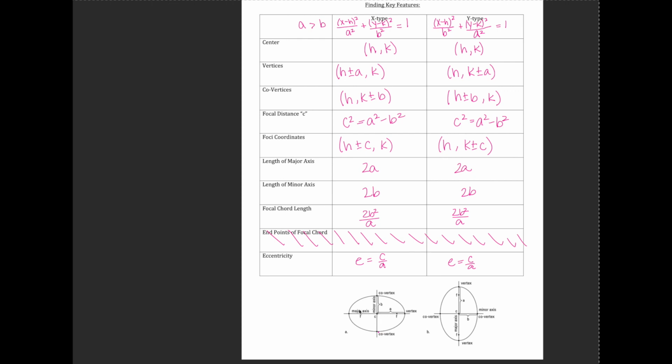So c units to the right and the left of the center in an x type going horizontally, and then c units above and below the center in a y type that's opening up vertically. The length of the major axis is 2a in both types. The length of the minor axis is 2b in both types. The focal chord length is 2b squared over a in both types. And your eccentricity is equal to c over a. Now, these formulas are going to help us to write the equation of the ellipse given these key features.